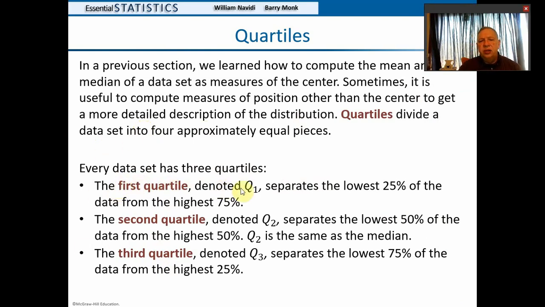The first quartile, denoted Q1, separates the lowest 25% of the data from the highest 75%. The second quartile, denoted Q2, separates the lowest 50% from the highest 50%. And then Q3 separates the lowest 75% from the highest 25%. All of these should add up to 100% when we're talking in those terms.